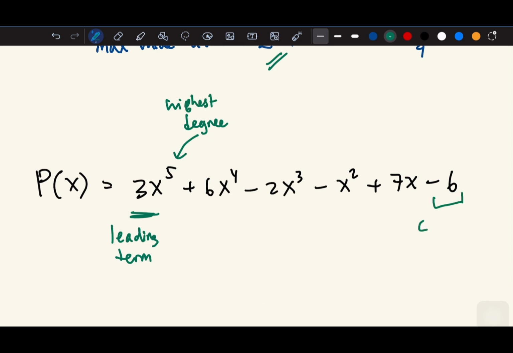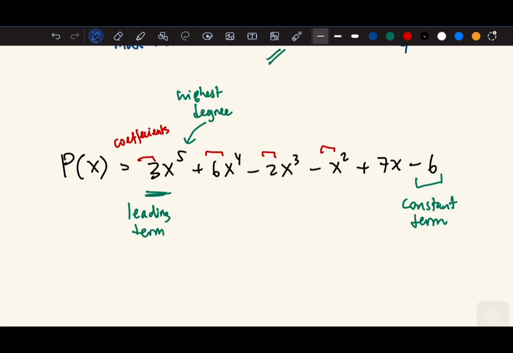This is the constant term. And all the numbers in front of the x, the a0, a1, a2, and so forth, are called the coefficients. I think that's just the basic information. And what's the implication of the polynomial? The implication is that every polynomial function will always be continuous and smooth.